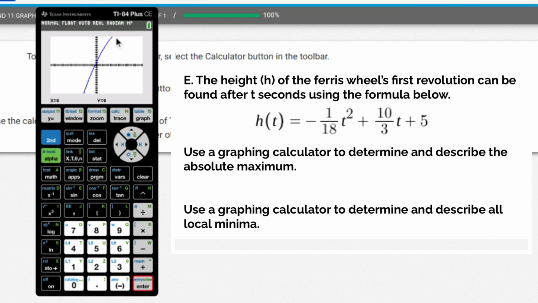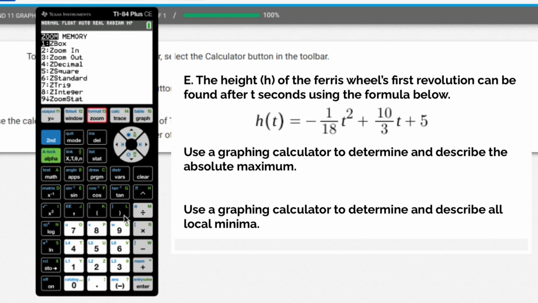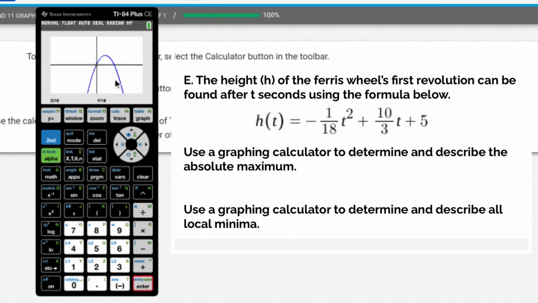So it goes up. At some point, it's got to come back down, and touchdown hasn't happened yet. So let's zoom out one more time, zoom 3, enter, and there we go. Now, obviously, I want to do a little bit better than this picture, and we haven't done it yet in this video. So let me make my window fit my problem a little bit better.